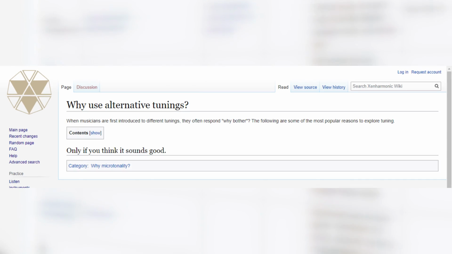However, this critical reaction, in my opinion, brought up the best point to pursue microtonality. If you think it sounds good, and I mean, isn't that the whole point of music? We enjoy it. We think it sounds good. Honestly, I'm not sure why they need those 7 arguments on why use alternative tunings. Just paste, only do it if you think it sounds good, across the top, and I think they'd be set.